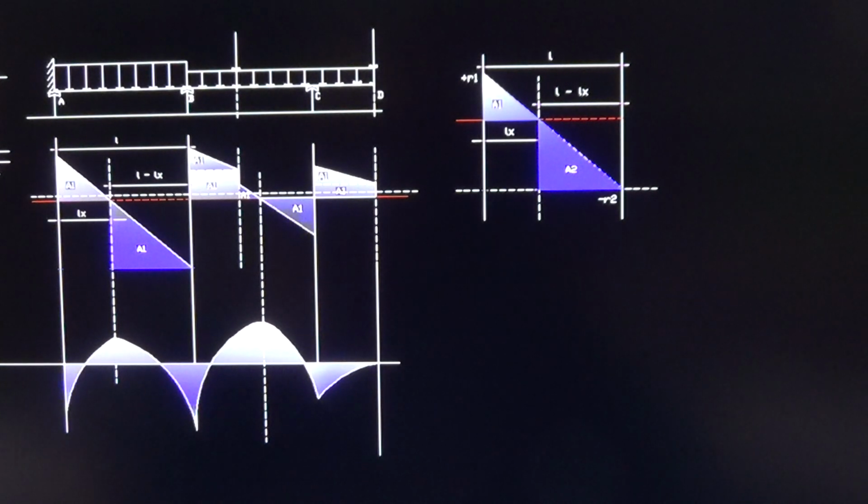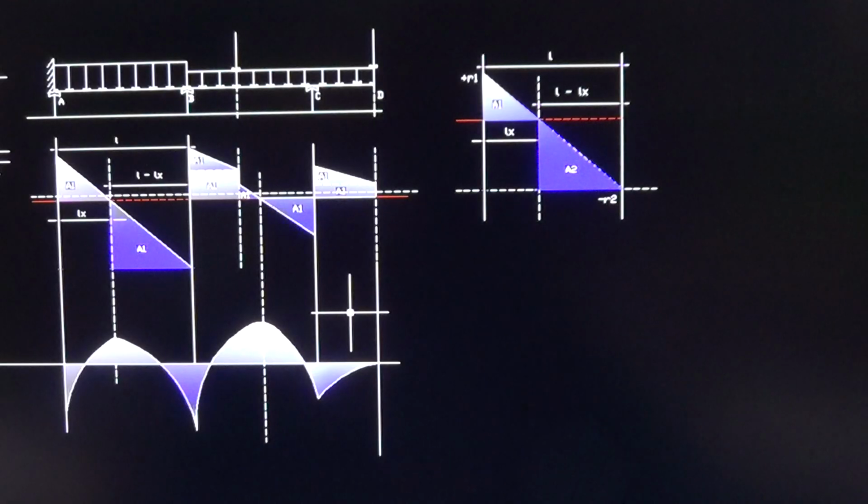Well, hello everybody, welcome. Today we are going to derive the formula for this distance Lx. This is the moment distribution, this is the load diagram, this is the shear diagram, and this is the moment diagram.